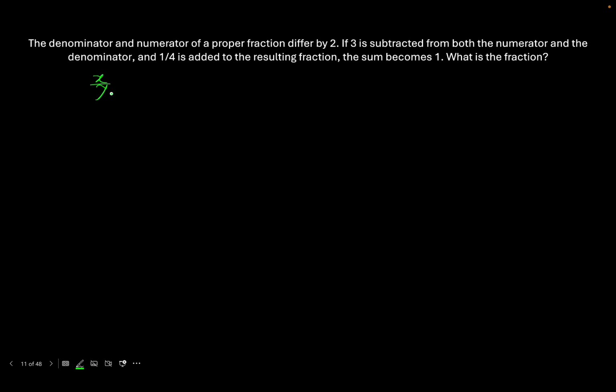We don't know the fraction, so we can assume it as x by y, and it is a proper fraction. That means y must be greater than x, and the difference will be 2. So we can write y minus 2 is equal to x, or y is equal to x plus 2. So our fraction is x divided by x plus 2. So this is our fraction, and we need to find this.